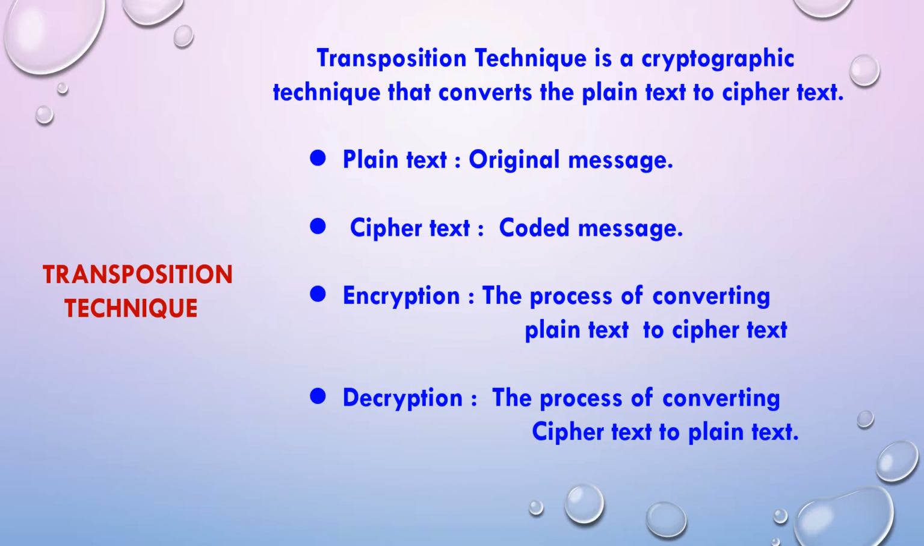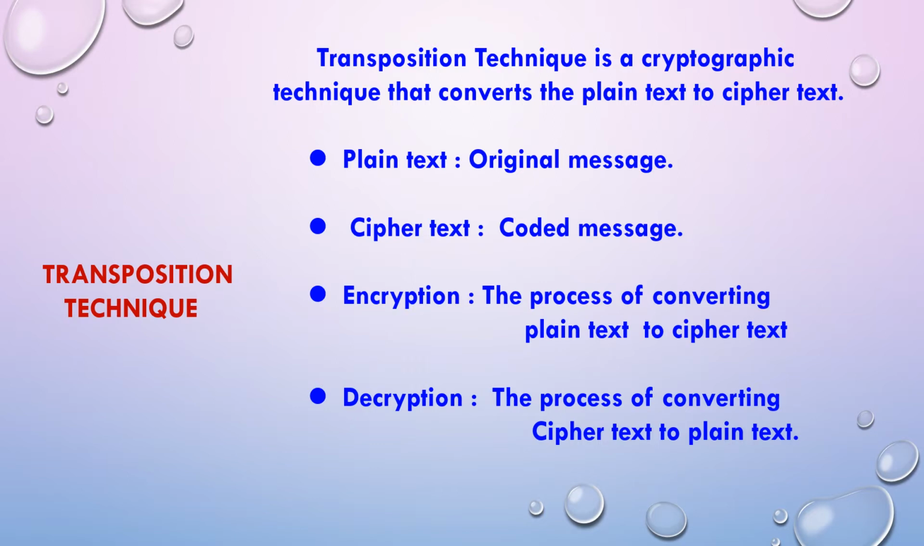Now we will see another technique, that is the transposition technique. In transposition techniques, the order or position of the letters present in the plain text will be altered or changed. That means each and every alphabet present in the plain text will have its position altered. So the output will be the ciphertext.